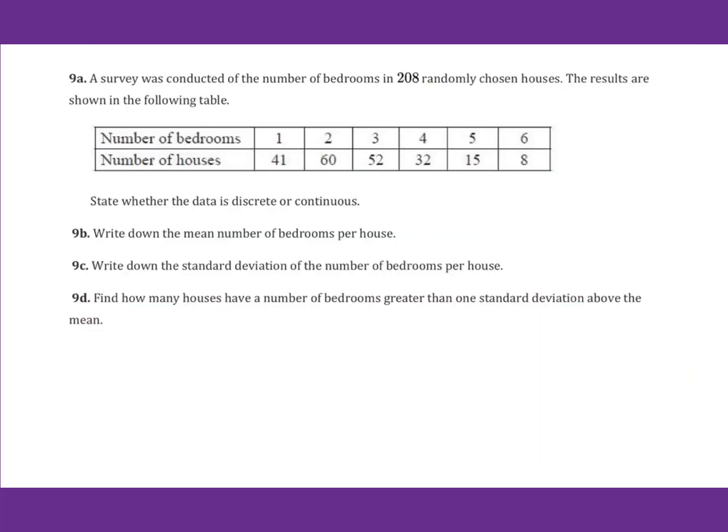Let's go to 9A. A survey was conducted of the number of bedrooms in 208 randomly chosen houses. The results are shown in the following table. State whether the data is discrete or continuous. Definitely it's discrete because you cannot have 1.5, 1.2 bedrooms.